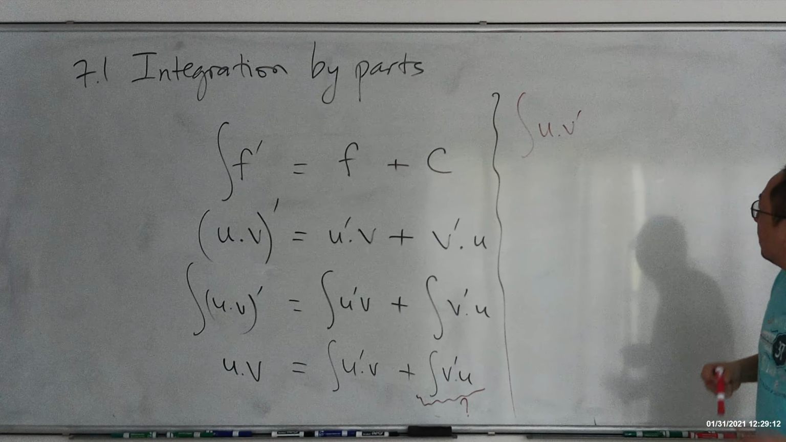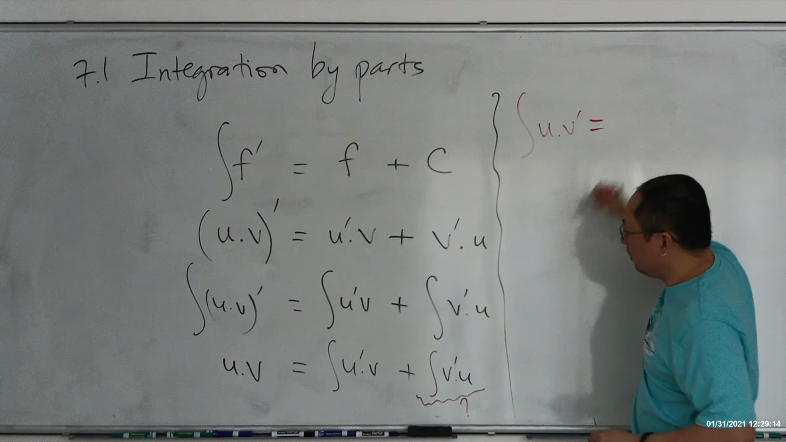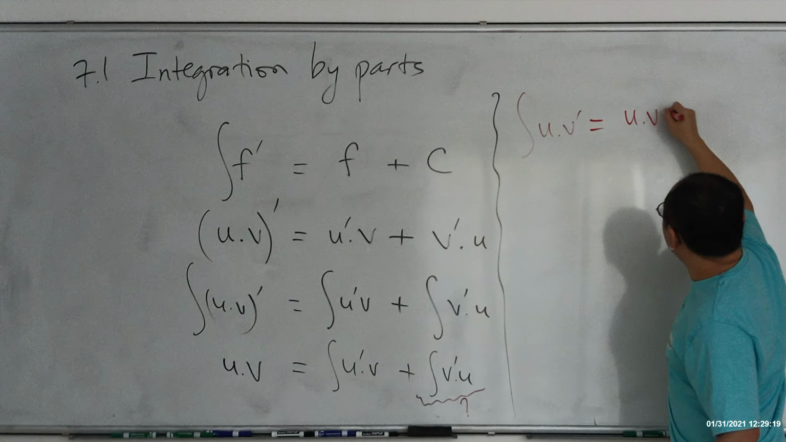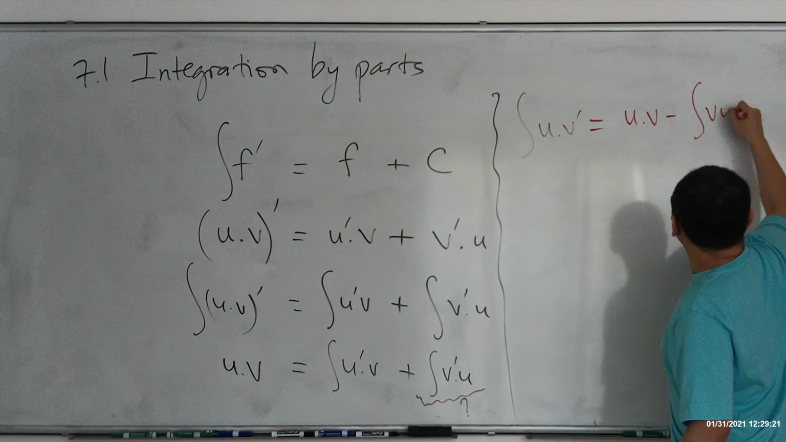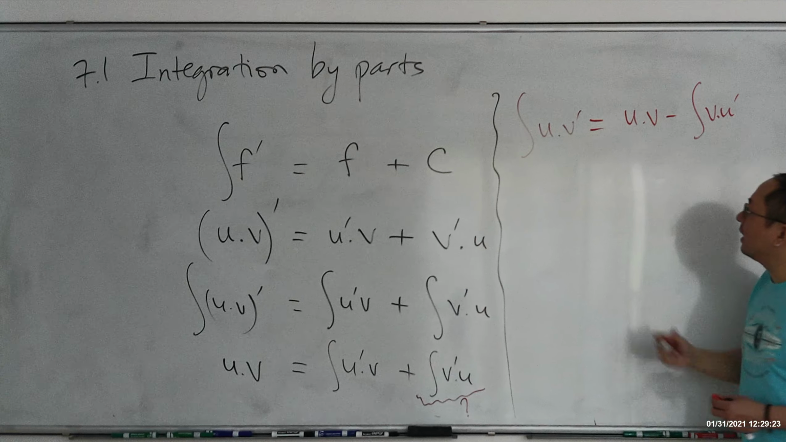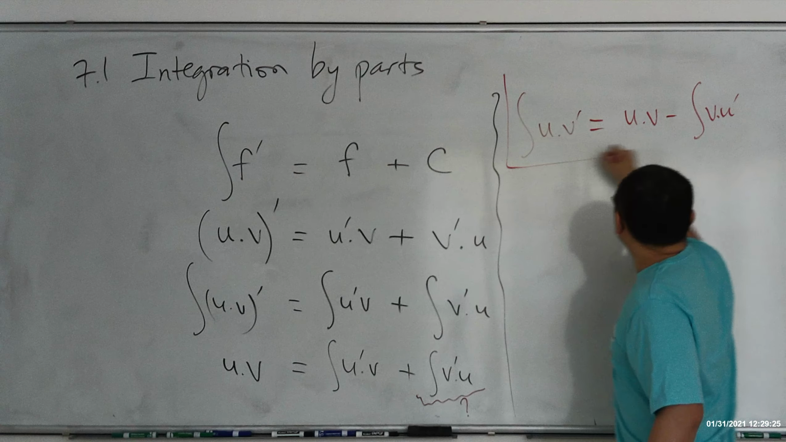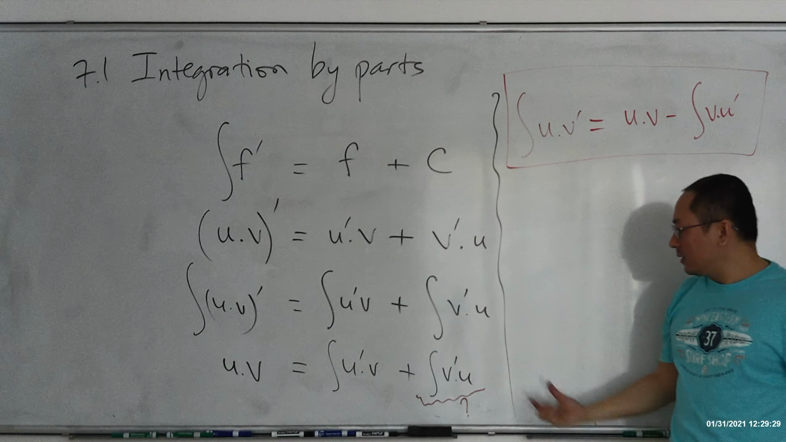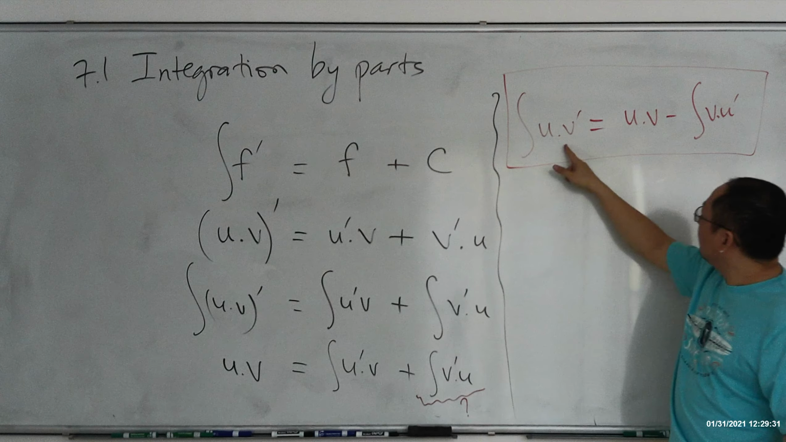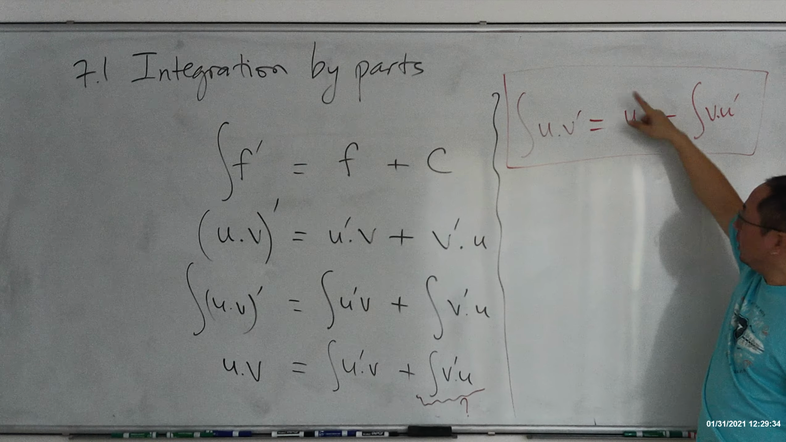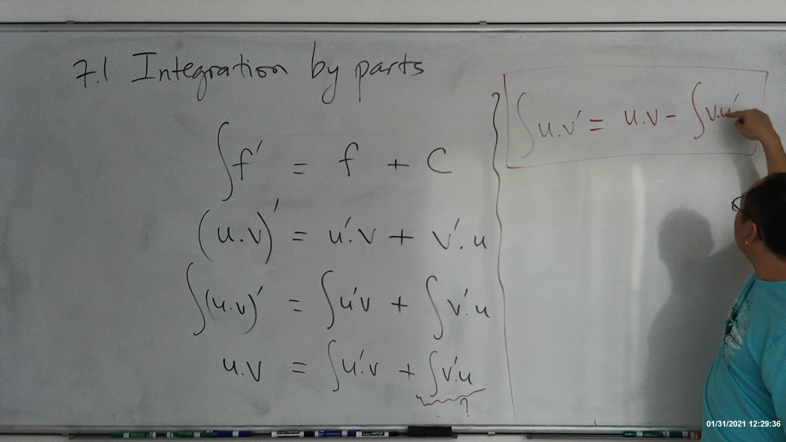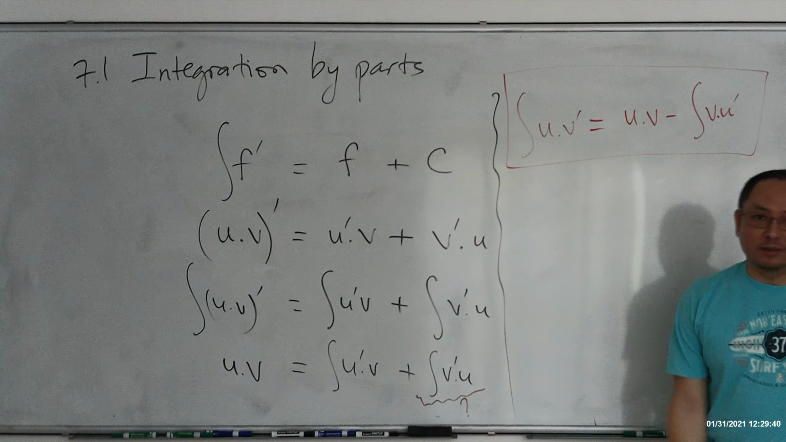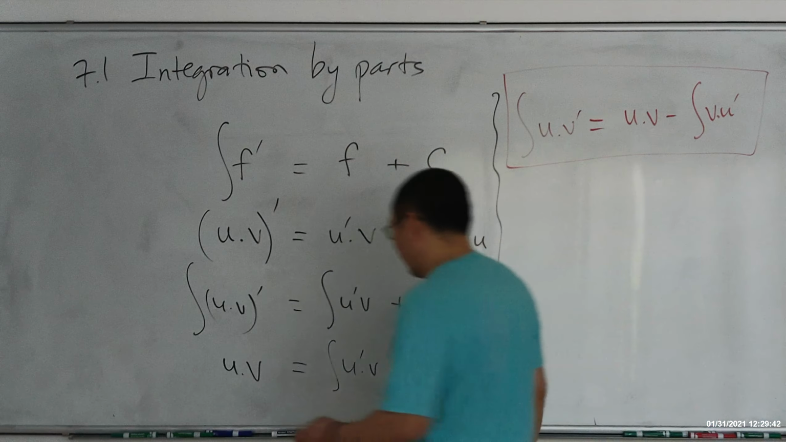That's going to be equal to, I subtract integral of u prime v on both sides. I got u times v minus the integral of v u prime. Okay, and this formula right here is called integration by parts. So integral of u v prime can be calculated as the product of uv, no integral, minus the integral of v u prime. So this is u v prime. This is v u prime. And this formula is called integration by parts.